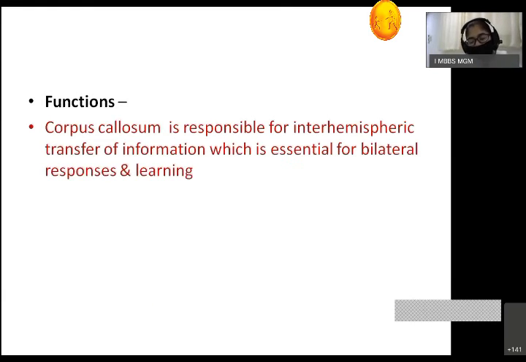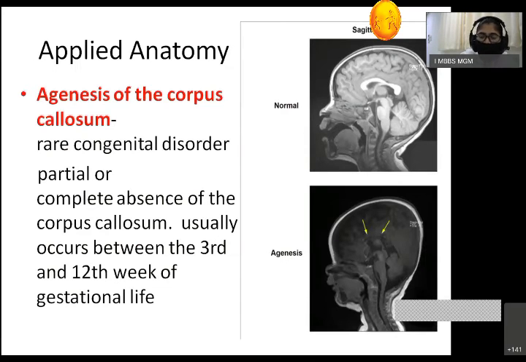The corpus callosum is responsible for the interhemispheric transfer of information, which is essential for the bilateral responses and the learning process. Agenesis of corpus callosum is a rare congenital anomaly or disorder in which there is a partial or complete absence of corpus callosum. It usually occurs between the 3rd to 12th week of gestational life. Here we can appreciate it on the CT, MRI, or the PET scan.